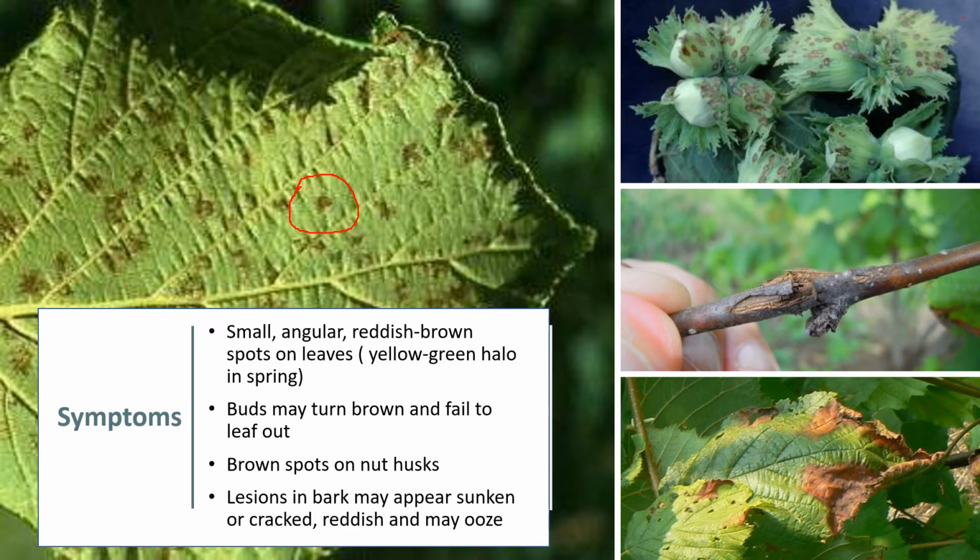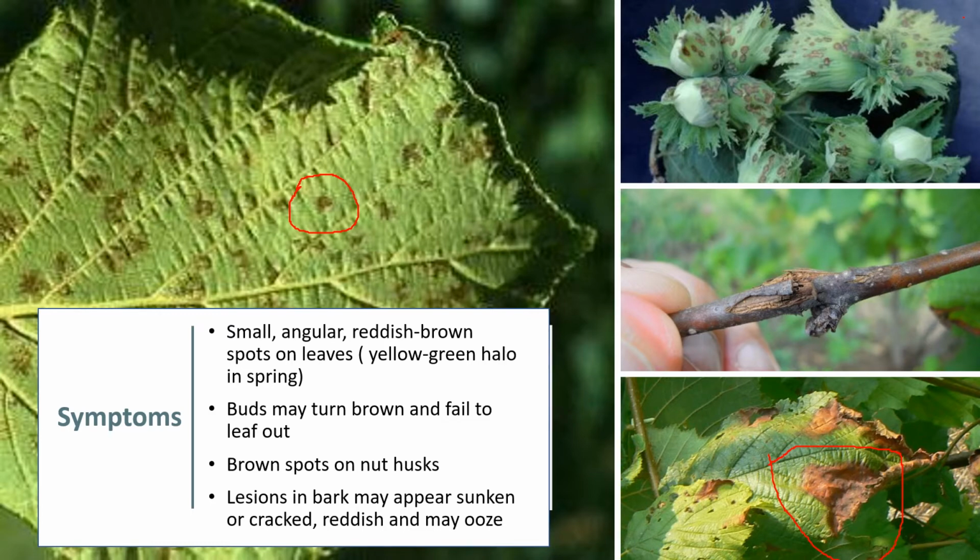When you have a lot of lesions, those can coalesce, especially near the tips or the edges of the leaf, as in this lower right photo. So you'll get a large necrotic area that's brown or reddish brown, and that can cover a large surface area of the leaf.